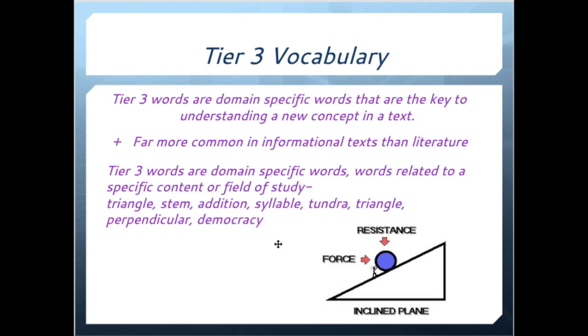Tier 3 vocabulary words are words that are specific to a particular domain. So they are far more in formal text than literature. So they relate directly to a specific field of study. Triangle, syllable, tundra, perpendicular, democracy.